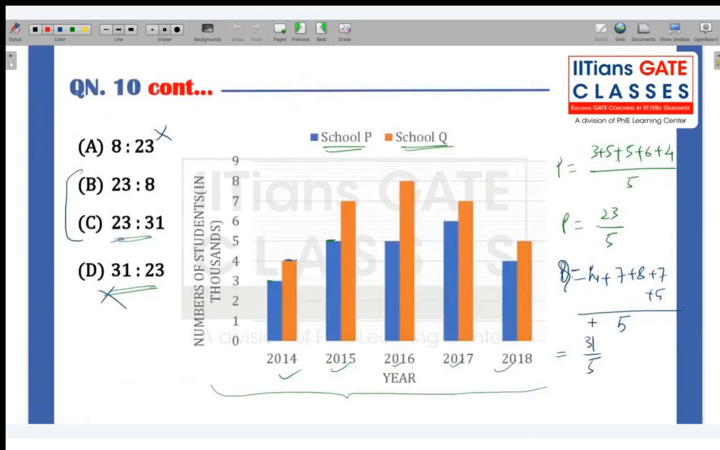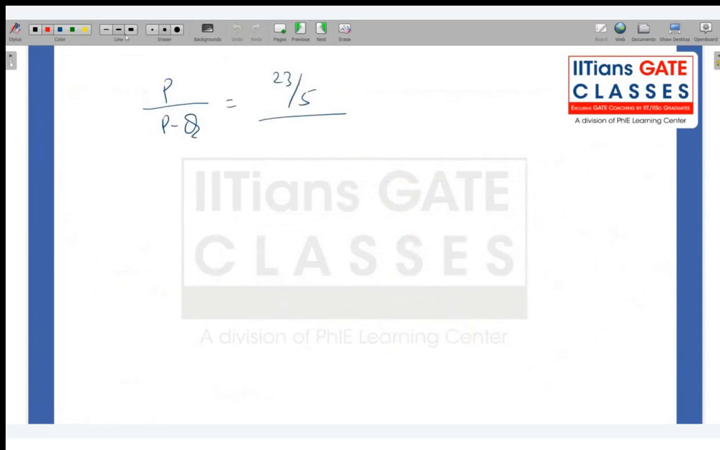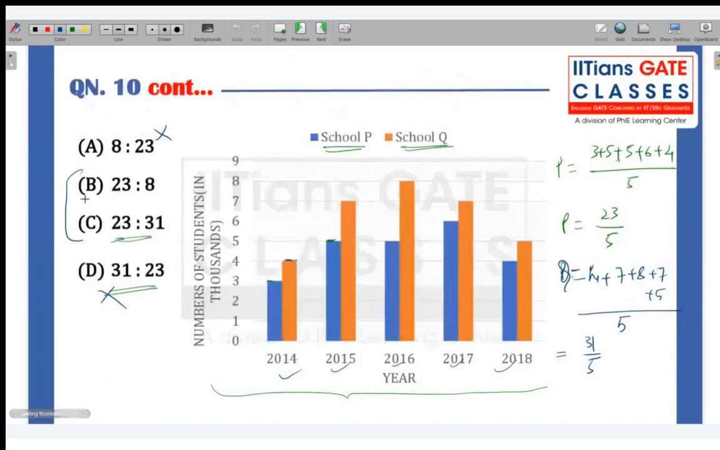So you can say that option B is going to be correct here. The difference is 8 by 5. Always take the positive one. So this is 23 by 8. The correct answer for this question is 23 is to 8. Yes, Lakhani. Abhishek is also correct.